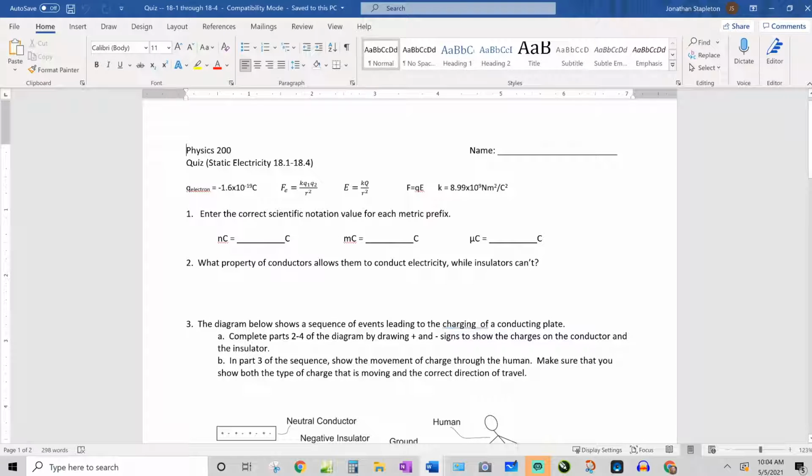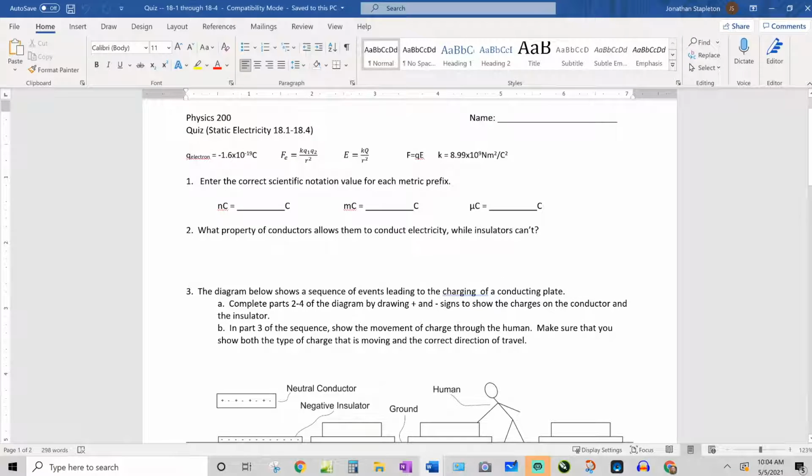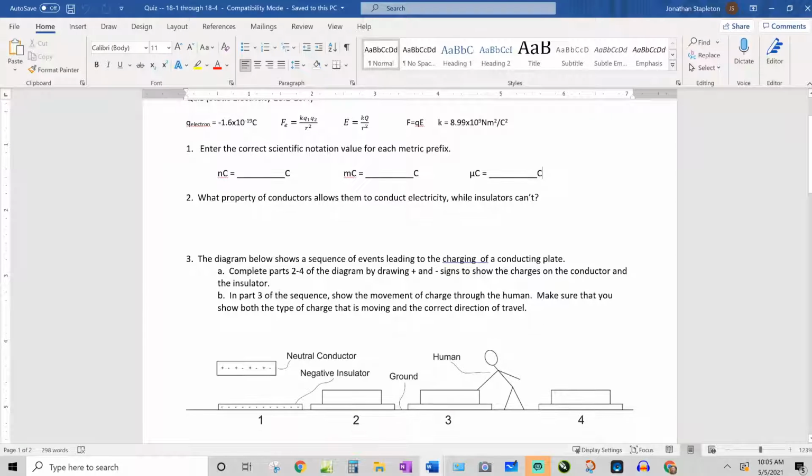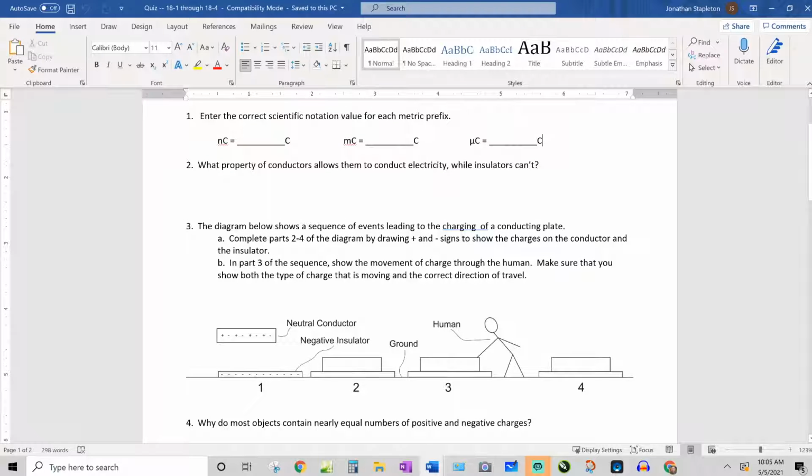It was very different than how it is now. So here, I wanted them to actually know what the metric prefixes were. I guess I've since decided that's not that big a deal. What property of conductors allows them to conduct electricity while insulators can't? So some of the things that I emphasized on here, you wouldn't expect to find on the test. I mean, this is just stuff right out of the notes, really.